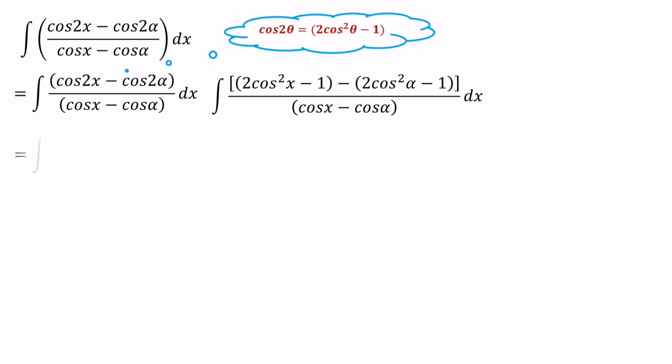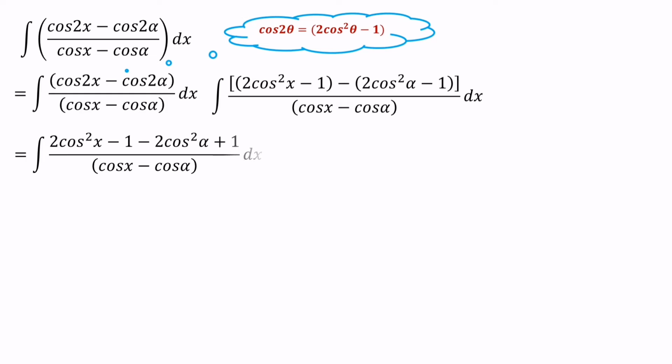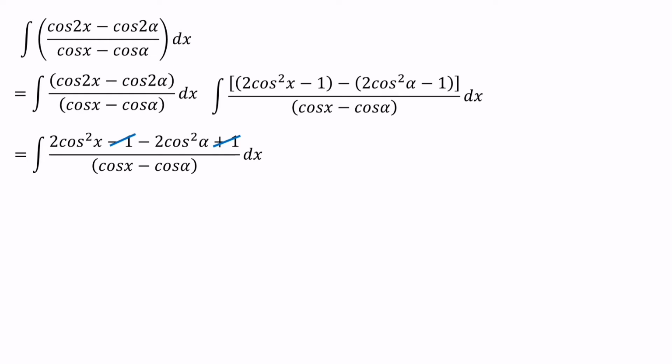Then we can write 2 cos squared x minus 1 minus 2 cos squared alpha plus 1. Then we can cancel out minus 1 and plus 1 in the numerator. Now we have in the numerator 2 cos squared x minus 2 cos squared alpha. Then we can take 2 as a common factor.